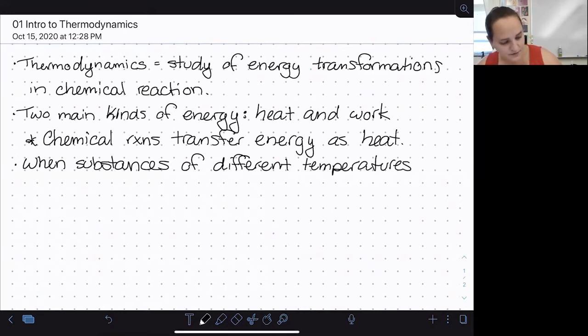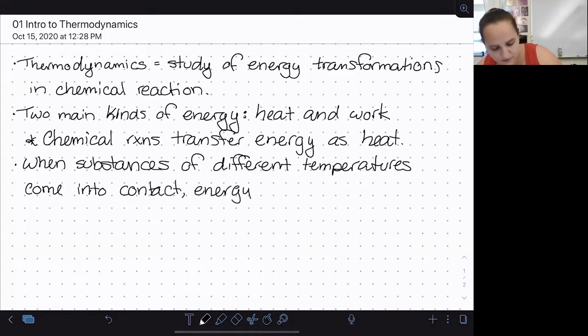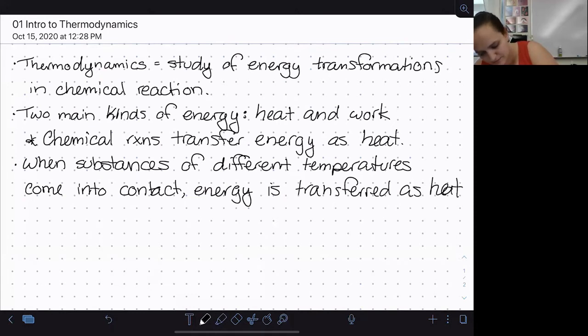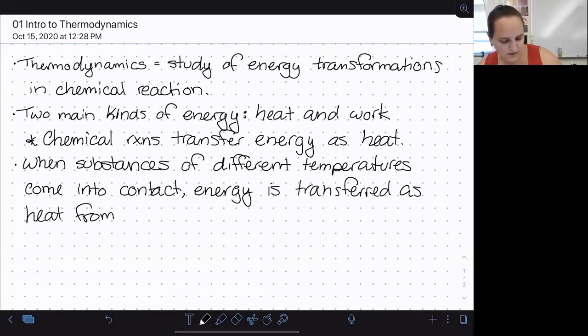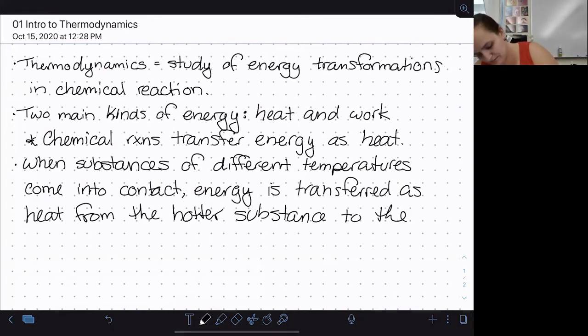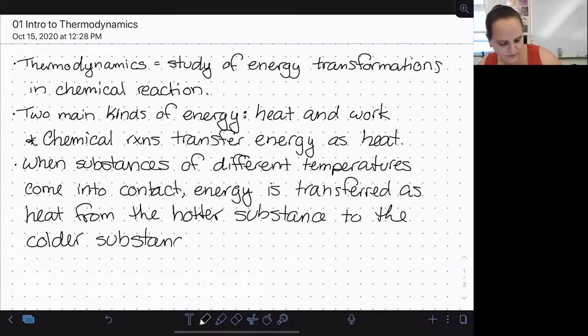So when substances of different temperatures come into contact, energy is transferred as heat from the hotter substance to the colder substance, until the temperatures are the same.